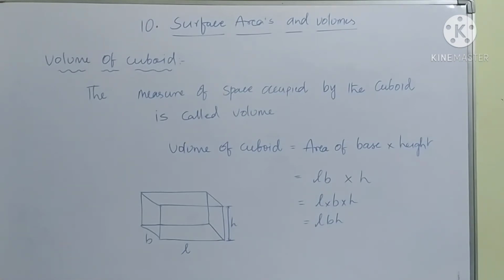So units of volume are cubic units. Here centimeter cube, meter cube, inches cube. These are examples of units of volume of the cuboid. So volume of cuboid formula is L into B into H, area of base into height.